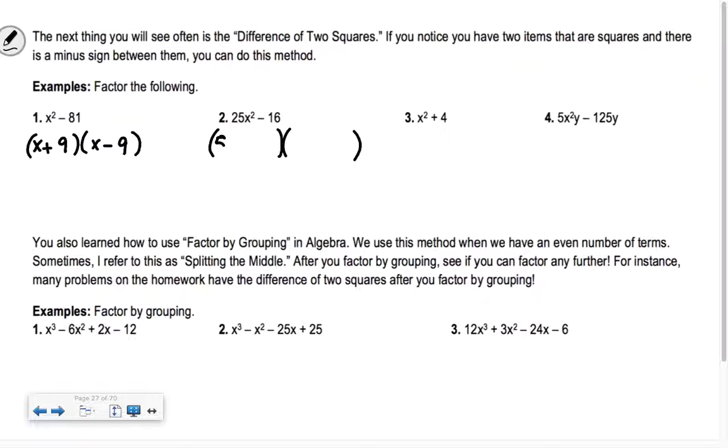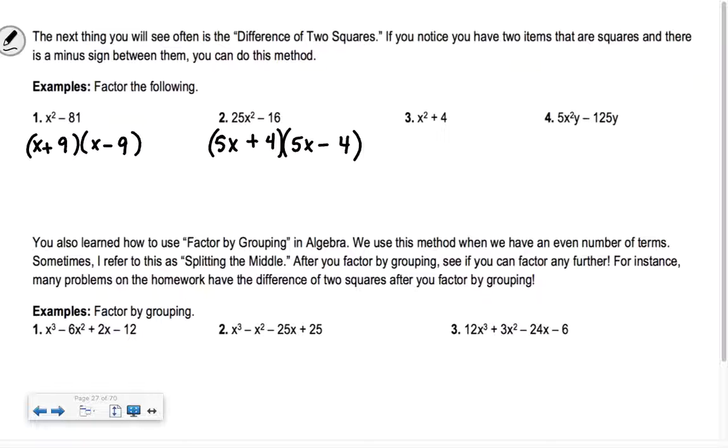We just do the 5x and the 5x to make the 25x squared. We do the 4 and the 4 to make the 16. But we need the signs to be plus and minus so that the last terms multiply to be negative 16 and our outer and inner terms combine to go away. They cancel each other out. So do you guys see what I mean by that? I get negative 20x and positive 20x. They'll go away. So that's why I don't have an x term in the middle.